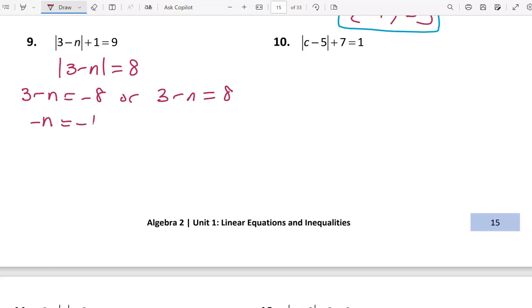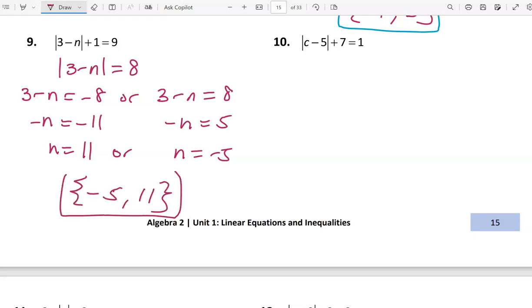We'll subtract 3 from both sides and then divide by negative 1, or subtract 3 from both sides and divide by negative 1. And so we get two solutions, either negative 5 or 11. Either order on your solution set is fine.